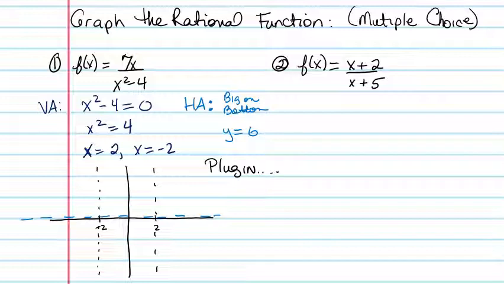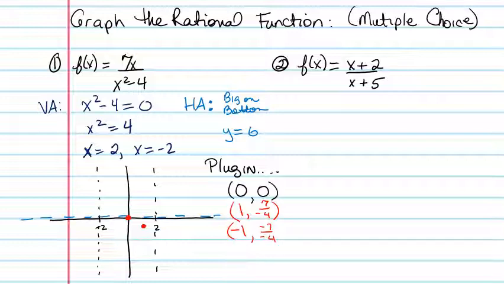So I'm going to plug in 0 for x. I can do that. So if I plug in 0 for x, I get 0 for y. So I have a point at 0, 0. Let's plug in another number. If I plug in, say, 1 for x, I'm going to get 7 over negative 4 for y. So if I put 1 for x, I'm going to get a point somewhere down here.